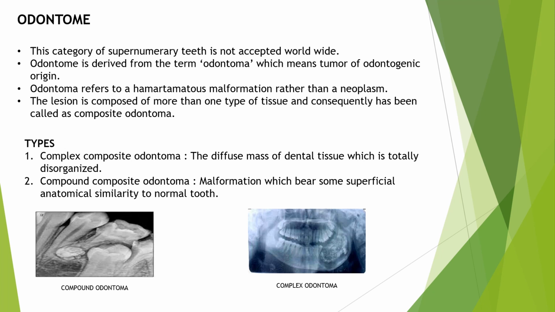Odontome as a category of supernumerary teeth is not accepted worldwide. It is derived from the term odontoma, which means tumor of odontogenic origin. It refers to a hamartomatous malformation rather than a neoplasm. Since it is composed of different types of tissue, it is called composite odontoma. There are two types of odontome: complex composite odontoma and compound composite odontoma. In compound composite odontoma, the structure bears some similarity to that of the normal tooth structure. But in complex composite odontoma, the diffuse mass of dental tissue is completely disorganized, so it doesn't have any similarity to the normal tooth structure.